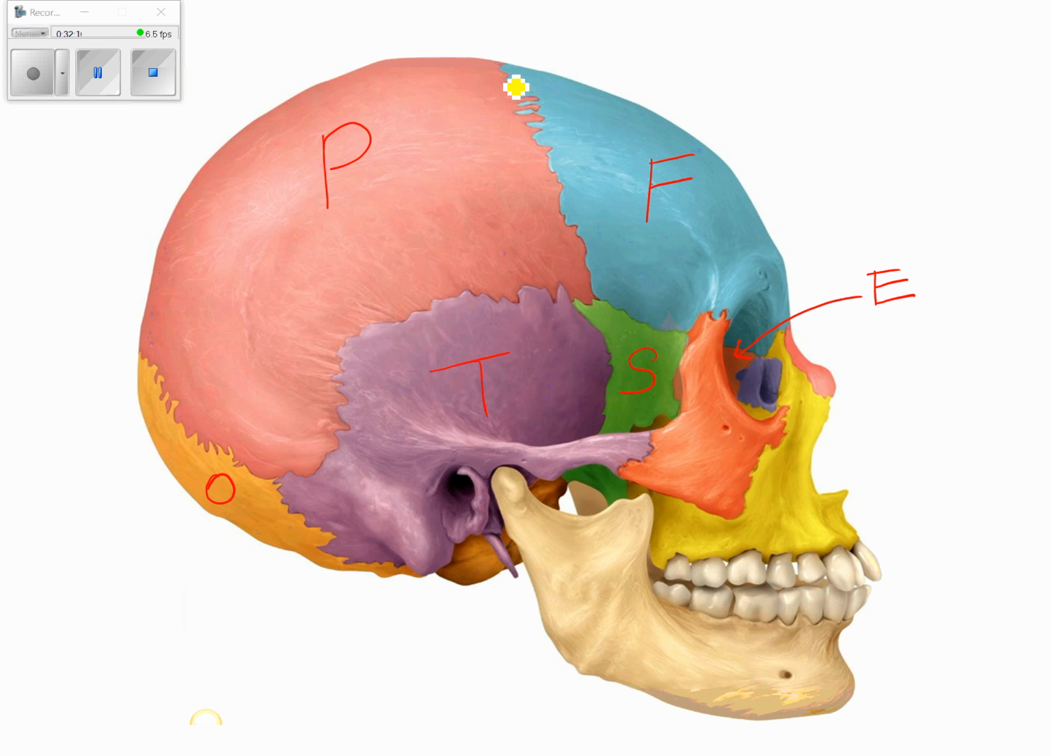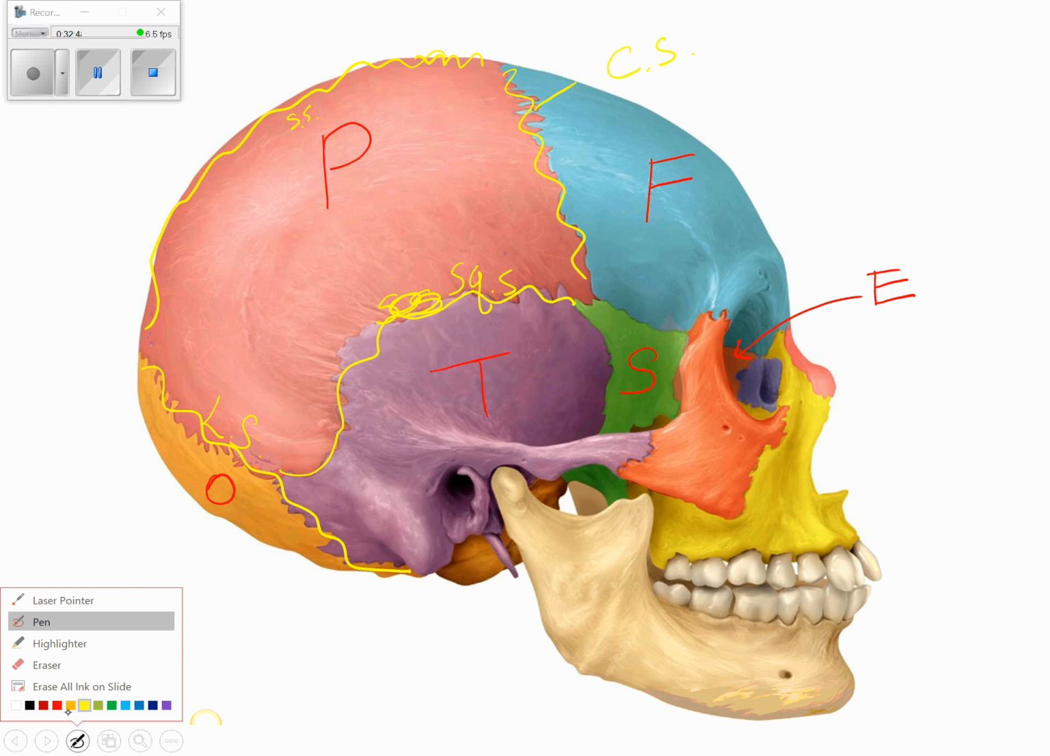For the sutures, this right here, of course, is the coronal suture, and I'll abbreviate it CS. This right here is your squamous suture, and I should put SQ for squamous suture. This right here is your sagittal suture. This one right down here that separates your occipital bone from the parietal bone, that's going to be the lambdoid suture.